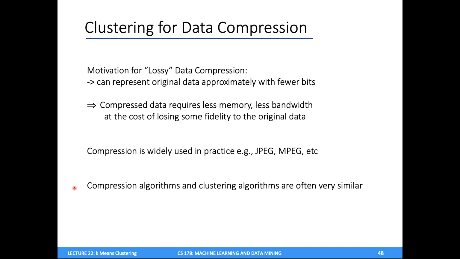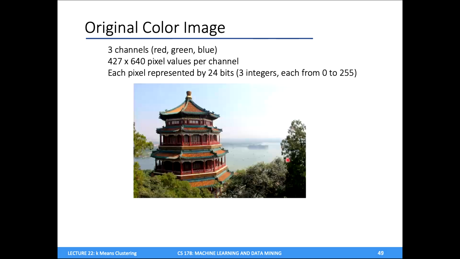And in practice, compression algorithms and clustering algorithms have a lot of similarities. I don't think people really use kMeans for data compression. JPEG and MPEG are really the standards here. But kMeans is at least one way you could do data compression.